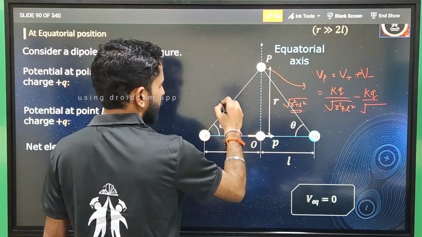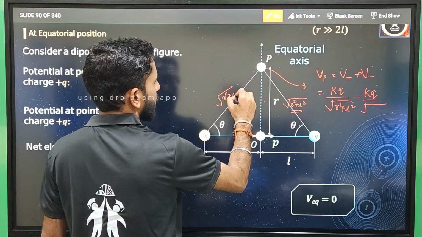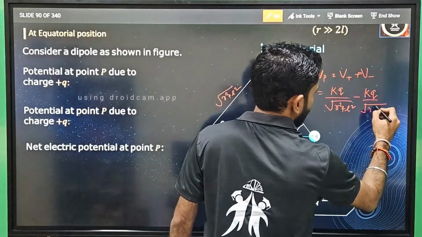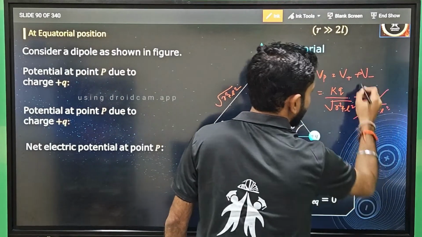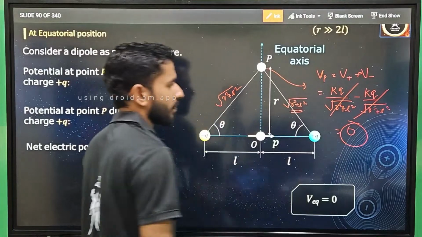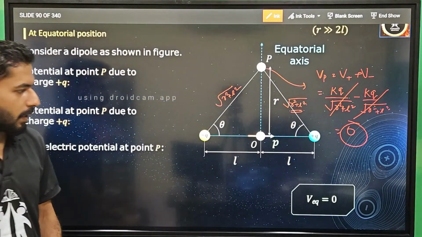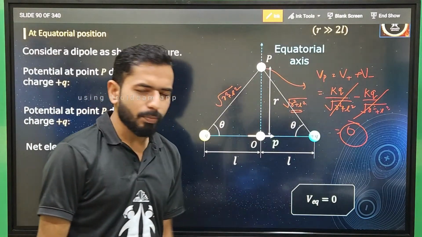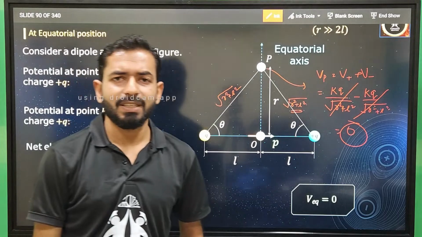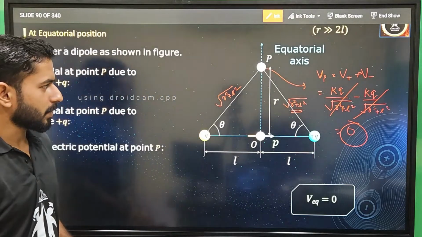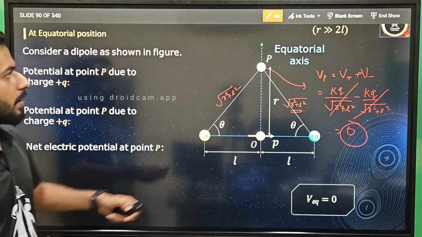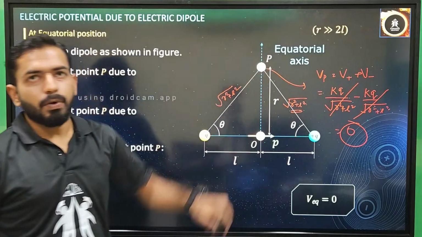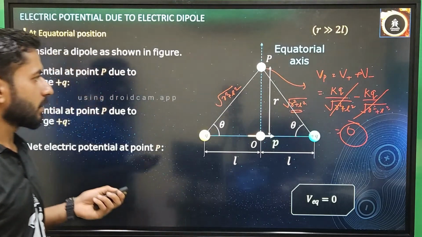This is R square. Can you say again the distance will be R square plus L square? That means the distance is going to be R square plus L square. Can you say they will cancel out each other, and the final answer will be equal to 0? Correct. So the final equivalent potential at the equatorial position is 0. Very simple thing that you can easily understand, because there is no problem of directions, we can directly write these things.